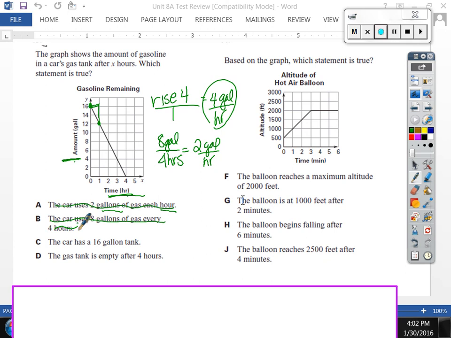The car has a 16-gallon tank. We don't know this from this particular graph. We know that at time 0, when we looked at the tank, it had 16 gallons, but that doesn't mean the tank was full. If it was a Suburban, I have no idea how much gas a Suburban holds, probably more than 16 gallons. So all this means is at time 0 it is at 16, but it could have been a bigger gas tank. Then it says the gas tank is empty after 4 hours. If we look at this point, after 4 hours, we had no gas. So D would be correct.